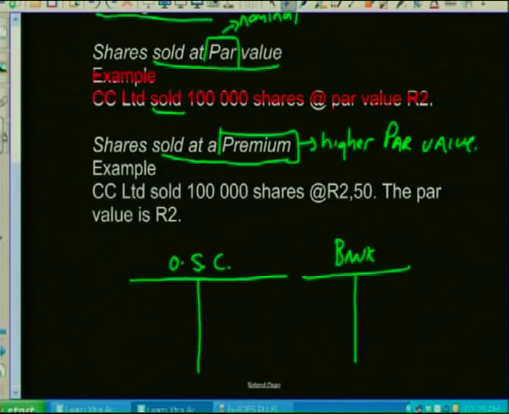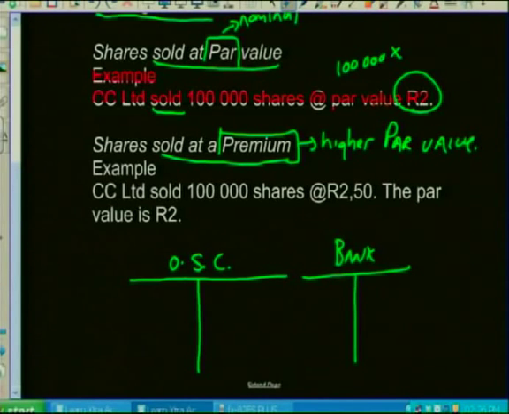Now for this 100,000 shares, if I'm selling it at a par value of 2 Rand, the company is receiving 100,000 times 2 Rand per share. So the capital that the company is receiving is an amount of 200,000. Right, let's now record this 200,000.